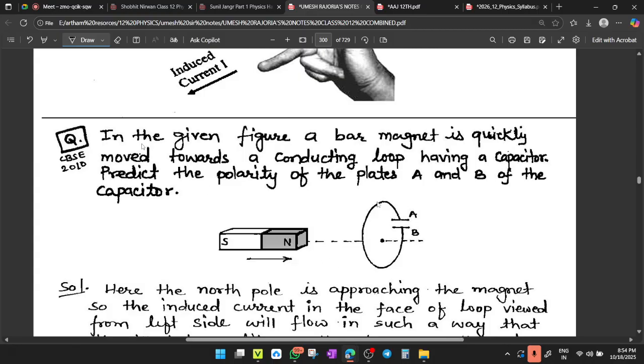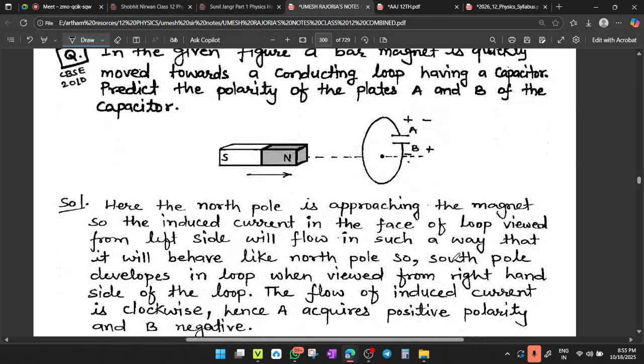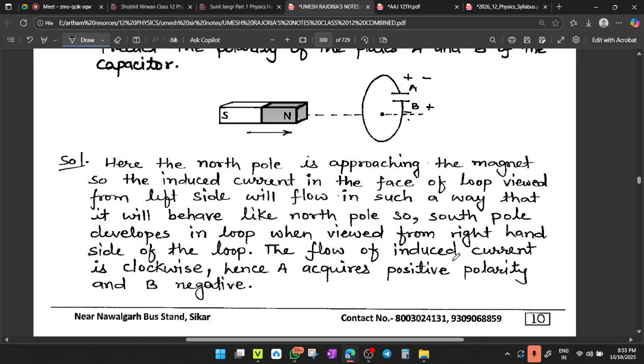Now check this question. In the given figure, a bar magnet is quickly moved towards the conducting loop having a capacitor. Predict the polarity of plates A and B. Tell me the polarity of A and B. Either plus A minus B, or minus A plus B. Check which one will give you the correct polarity. B is plus. See here.